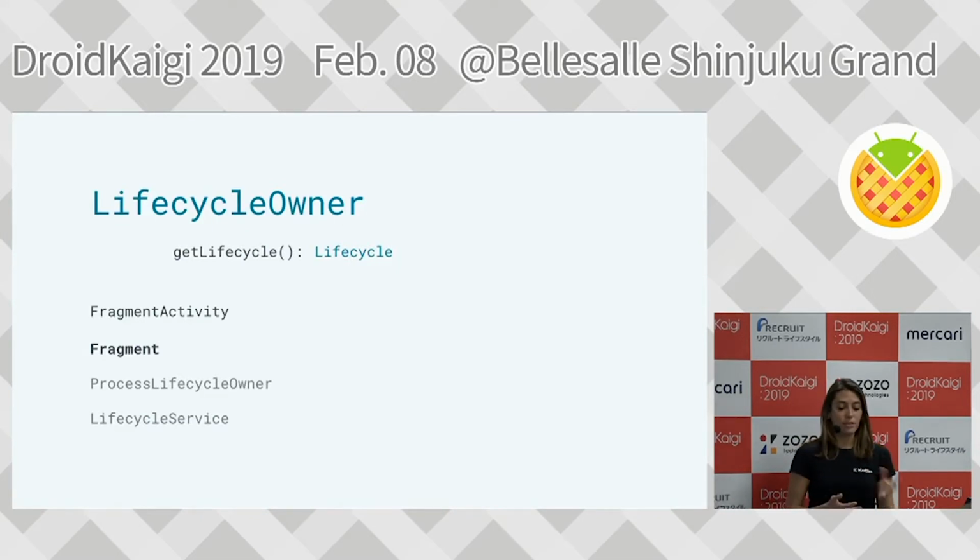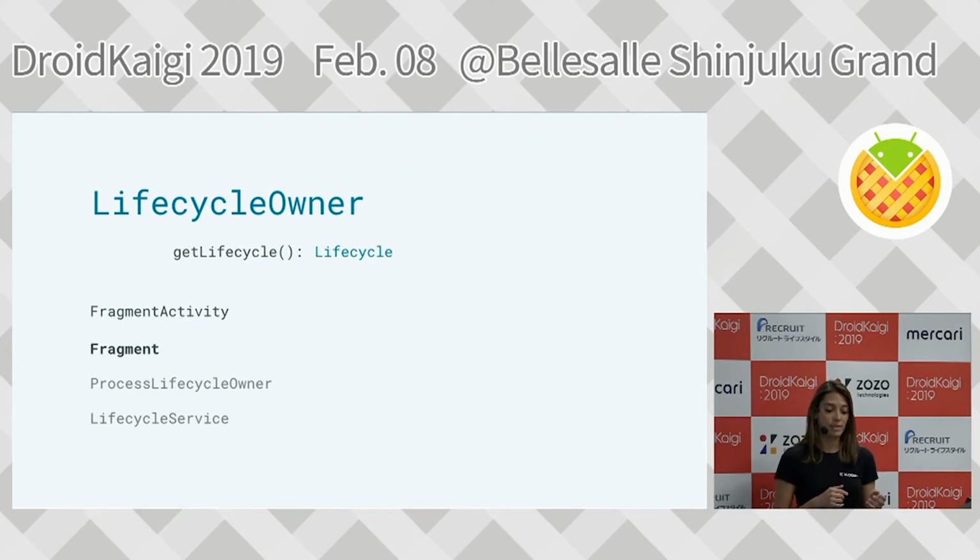So actually, fragments are not that easy because they have two life cycles. They have the life cycle of the fragment itself, the one that's returned by calling getLifecycle, but they also have the life cycle of the fragment's view. Because in the case of attached and detached fragments, these life cycles differ quite significantly. So specifically, the fragment view lifecycle can happen multiple times for a single fragment lifecycle.